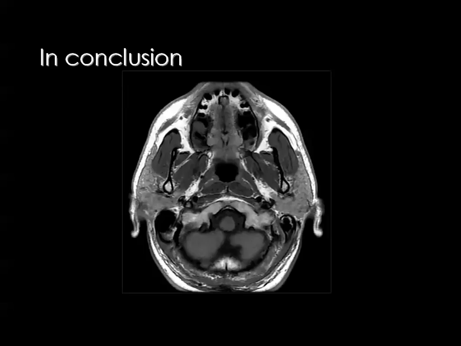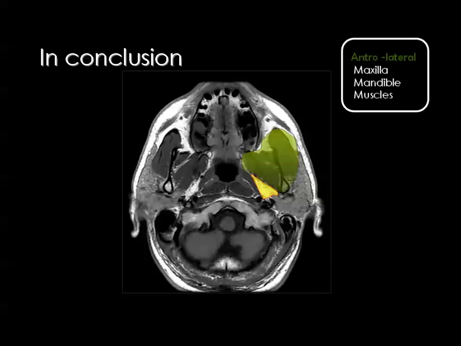In conclusion, we have a space filled with fat known as the parapharyngeal space. It is used as an anatomic landmark for lesions arising in this particular area. If the lesions are seen along the anterolateral aspect of the parapharyngeal fat, consider tumors or lesions from the maxilla or from the mandibular ramus or from the pterygoid or the muscles of mastication.